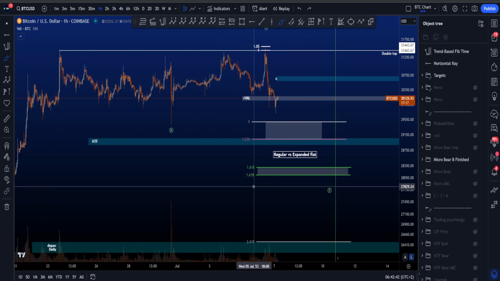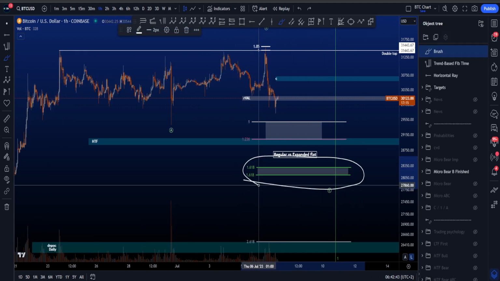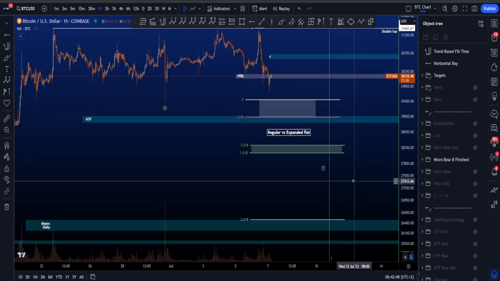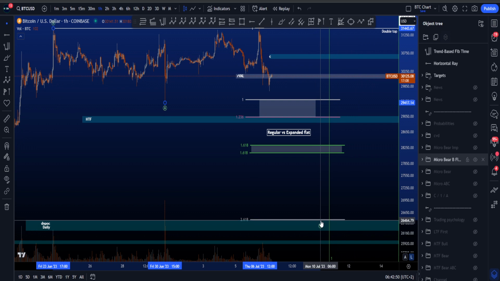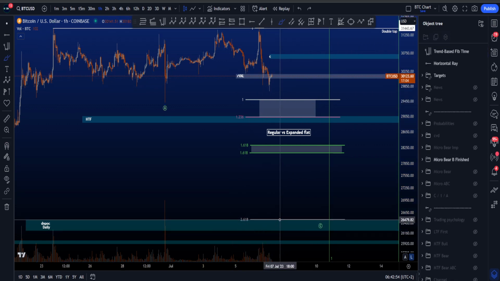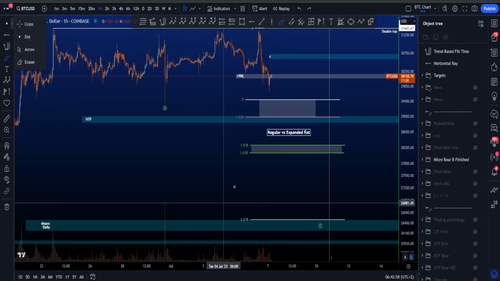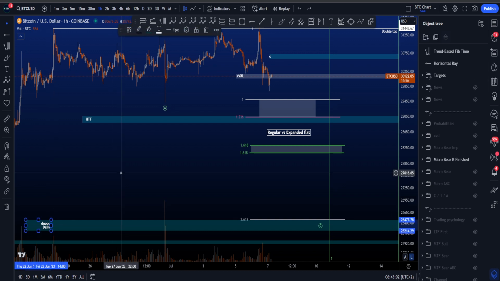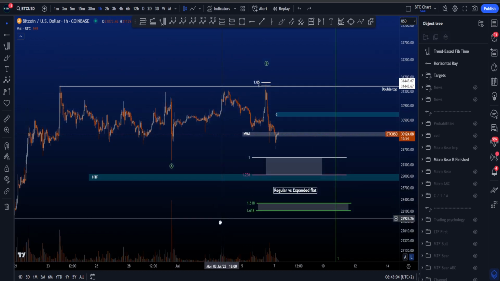My main problem is, however, that this for me is in the middle of nowhere. It's in between the two support areas that I have, and the rare target for an expanded flat wave C is all the way down here at the 2.618, which is sitting at 26.4k. So that's very interesting, right on top of the target box, which we have between 26.2k and 26.5k.